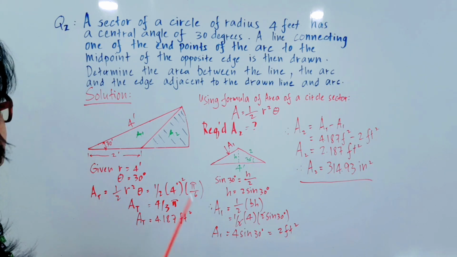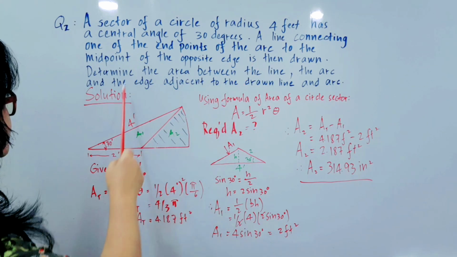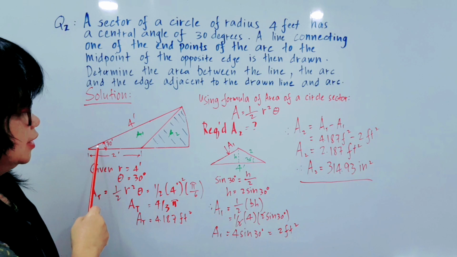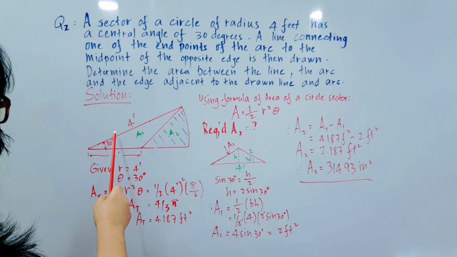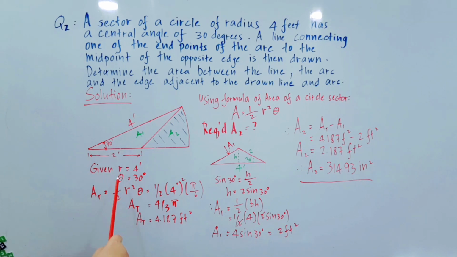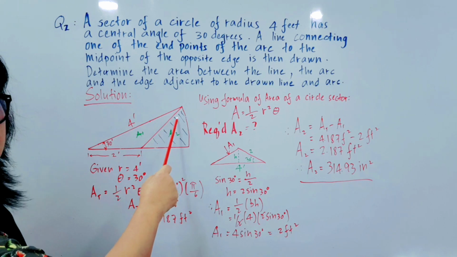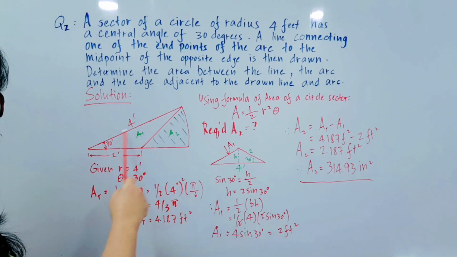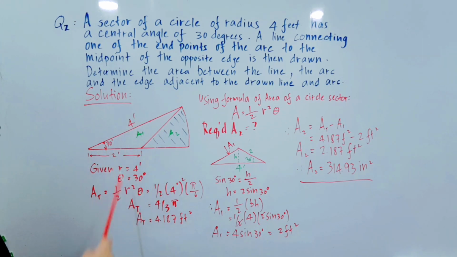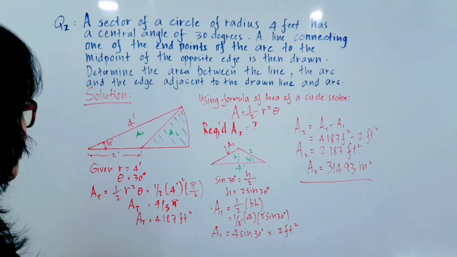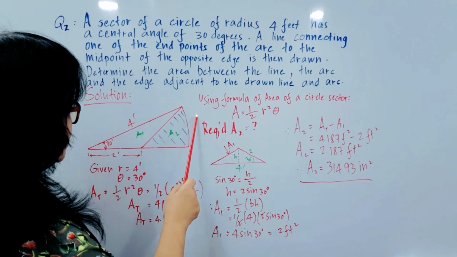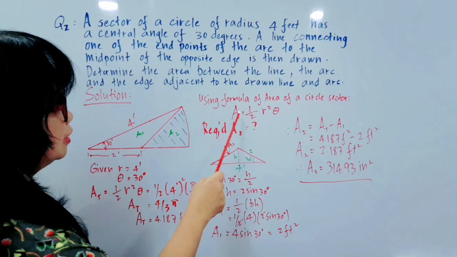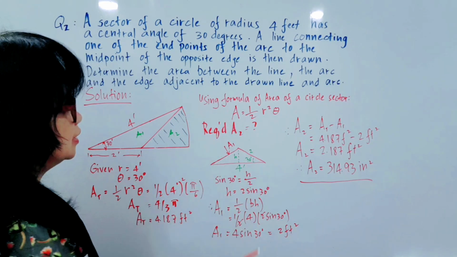Now dito, sinasabi dito that has a central angle of 30 degrees. Yung sector of a circle has a 30 degrees central angle, and the sector of a circle, the radius, is equal to 4 feet. Now ngayon, we can solve this one using the area of a circle sector.